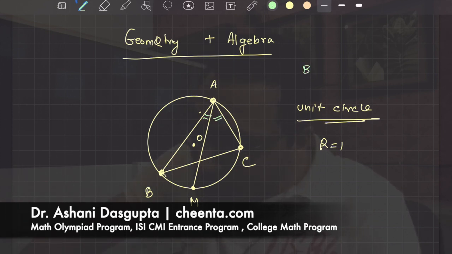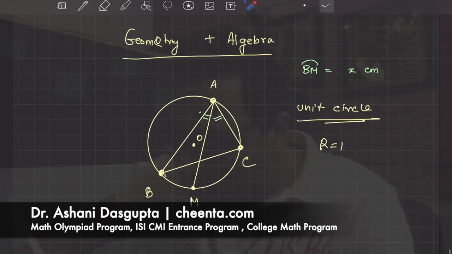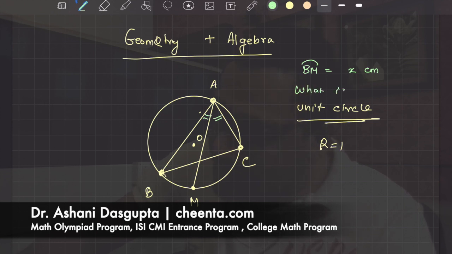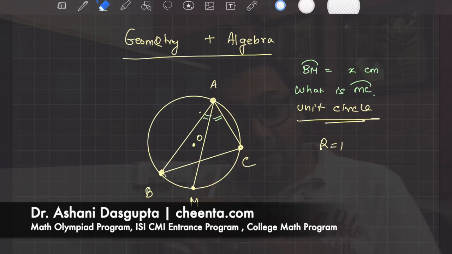It's given that the length of the arc BM is x centimeter. That is given. Can you tell me what is the length of the arc MC? What is MC? The next part of the video will answer this question and also connect with the notion of complex numbers, and then ask a final follow-up question at the very end of the video.